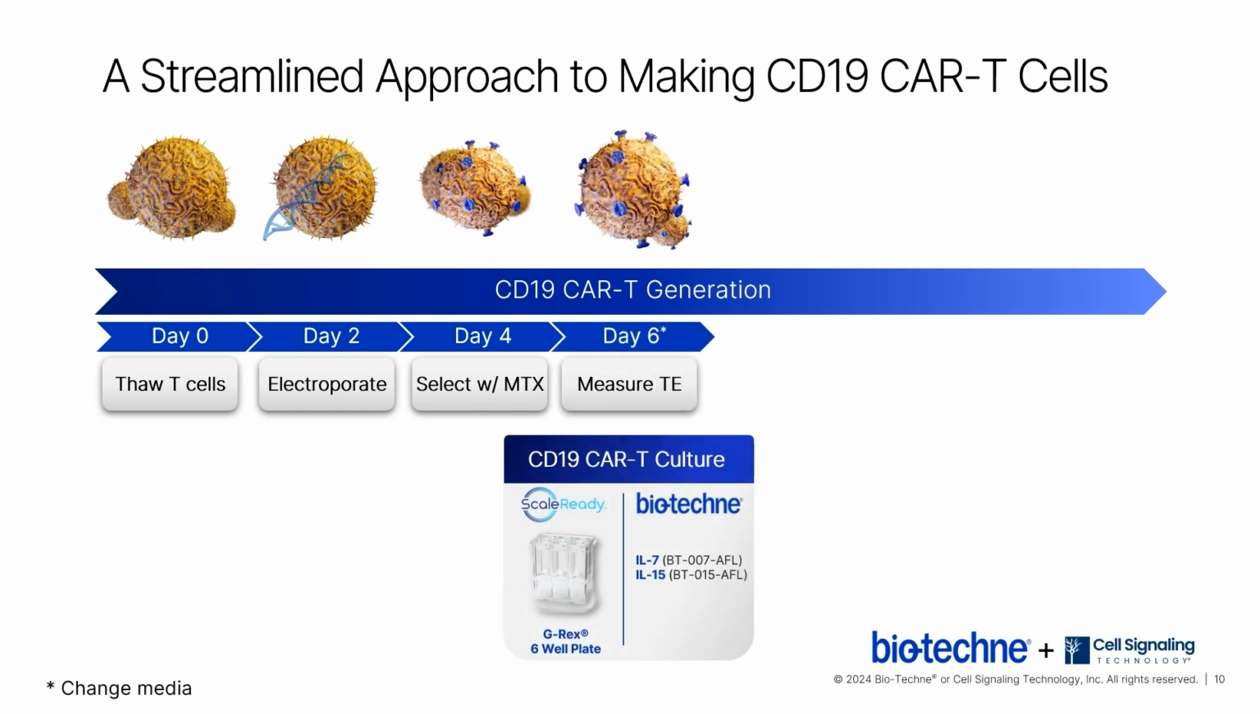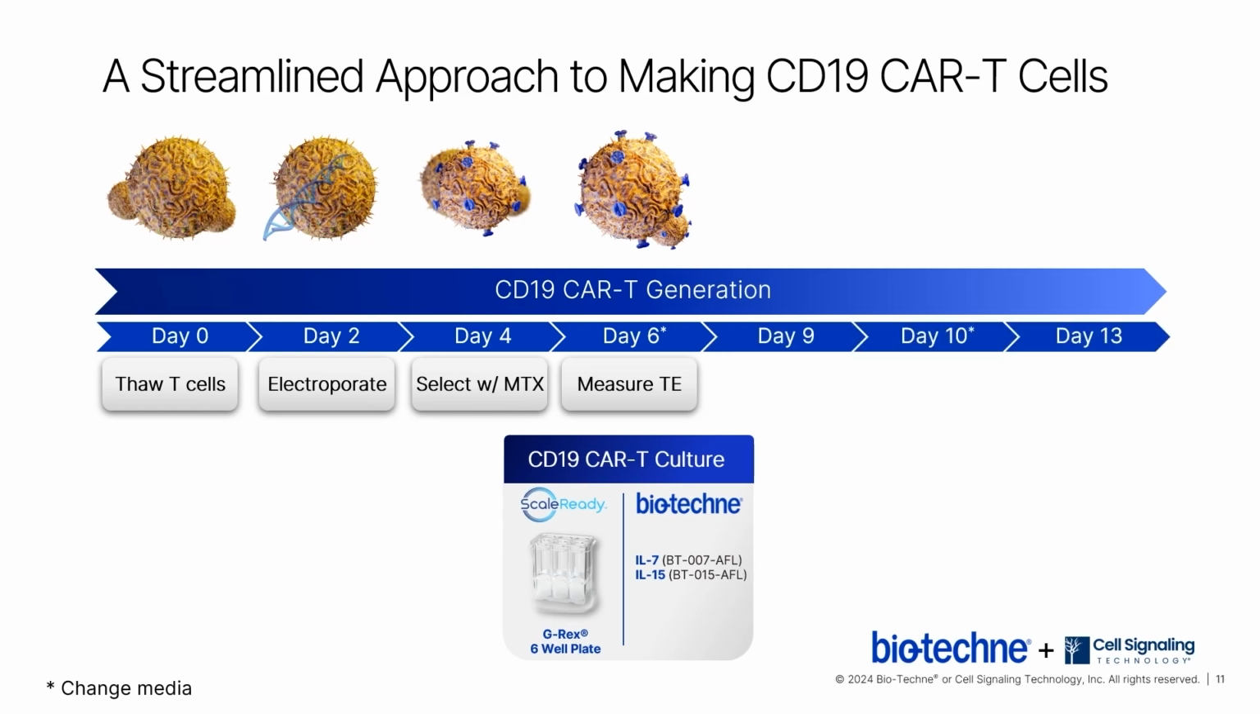Cells were cultured in the presence of animal-free recombinant IL-7 and IL-15 proteins using a G-Rex 6-well plate from our joint partner Scale Ready, starting after MTX selection. The G-Rex reactors are scalable all the way up to 100 billion cells easily, which means that you can scale your cells up as needed.